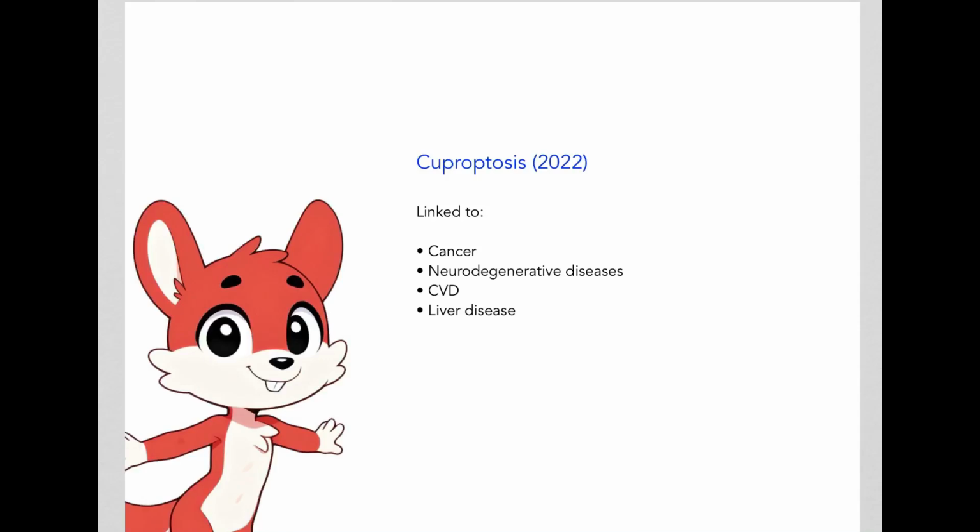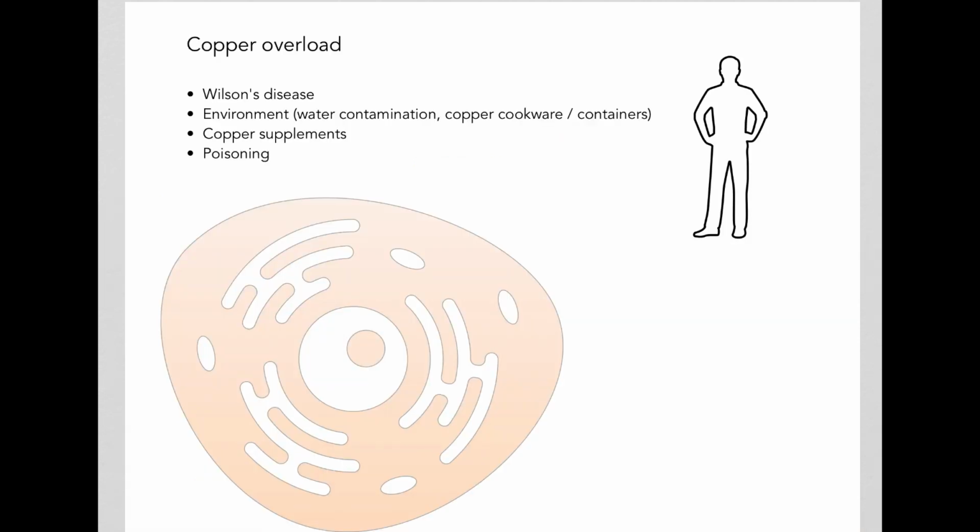Now, the other programmed cell death that we'll talk about is cuproptosis, and this was reported fairly recently in 2022. And once again, not surprisingly, this is also related to several diseases, including cancer, neurodegenerative, cardiovascular, and liver disease, as well as several other diseases. In this case, there is a copper overload, and that can happen by a genetic disease called Wilson's disease, where the body cannot get rid of excess copper. It can happen due to environmental reasons.